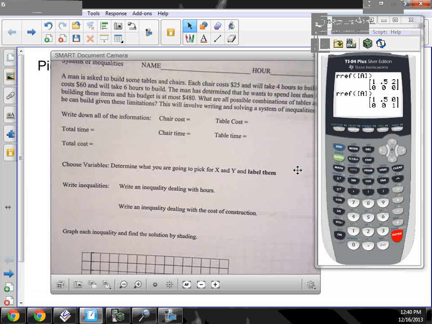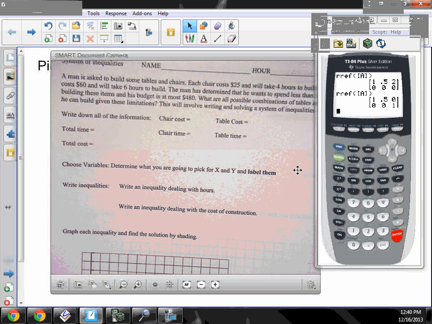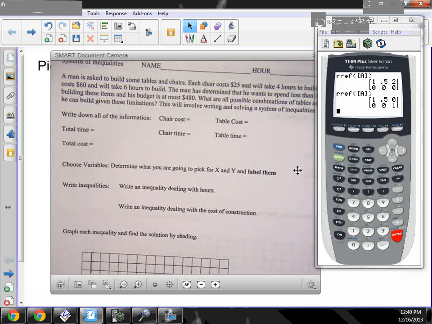We just want to know how many combinations of tables and chairs he can build. Well, could he build one table and one chair? Yeah, he has plenty of money and plenty of time. Could he build 2 tables and 2 chairs? Yes. So the answer is actually a big range of different options. He could build all tables, all chairs, or some combination in the middle. So we're going to write down this information.